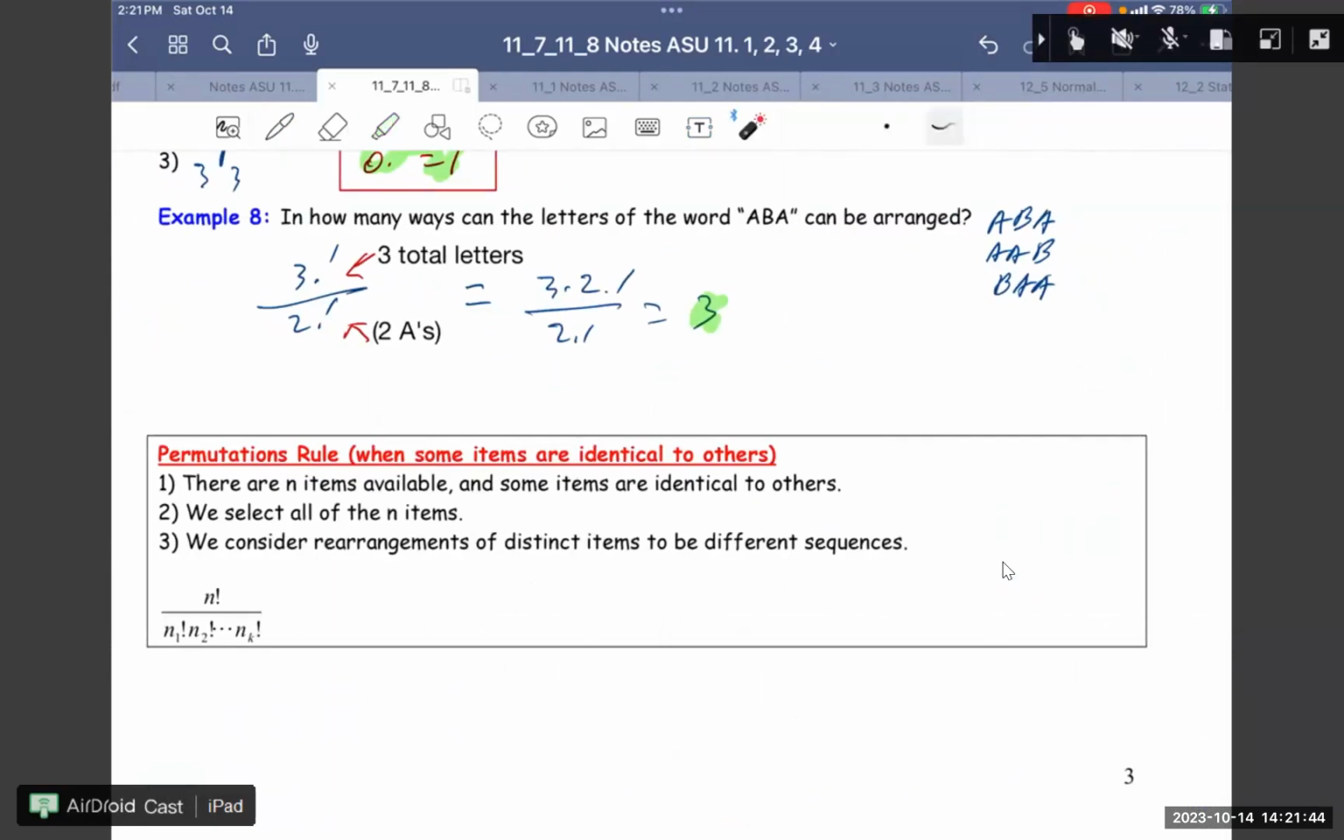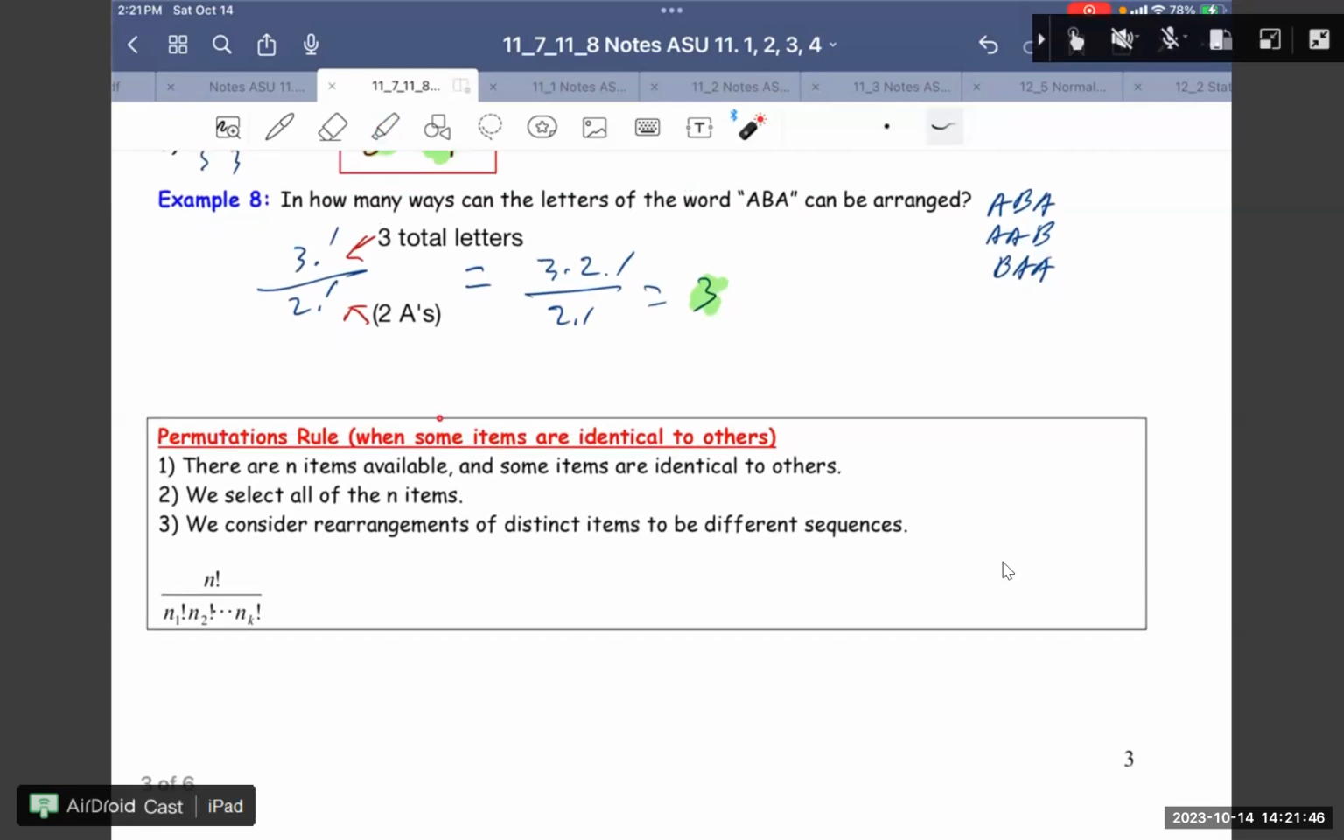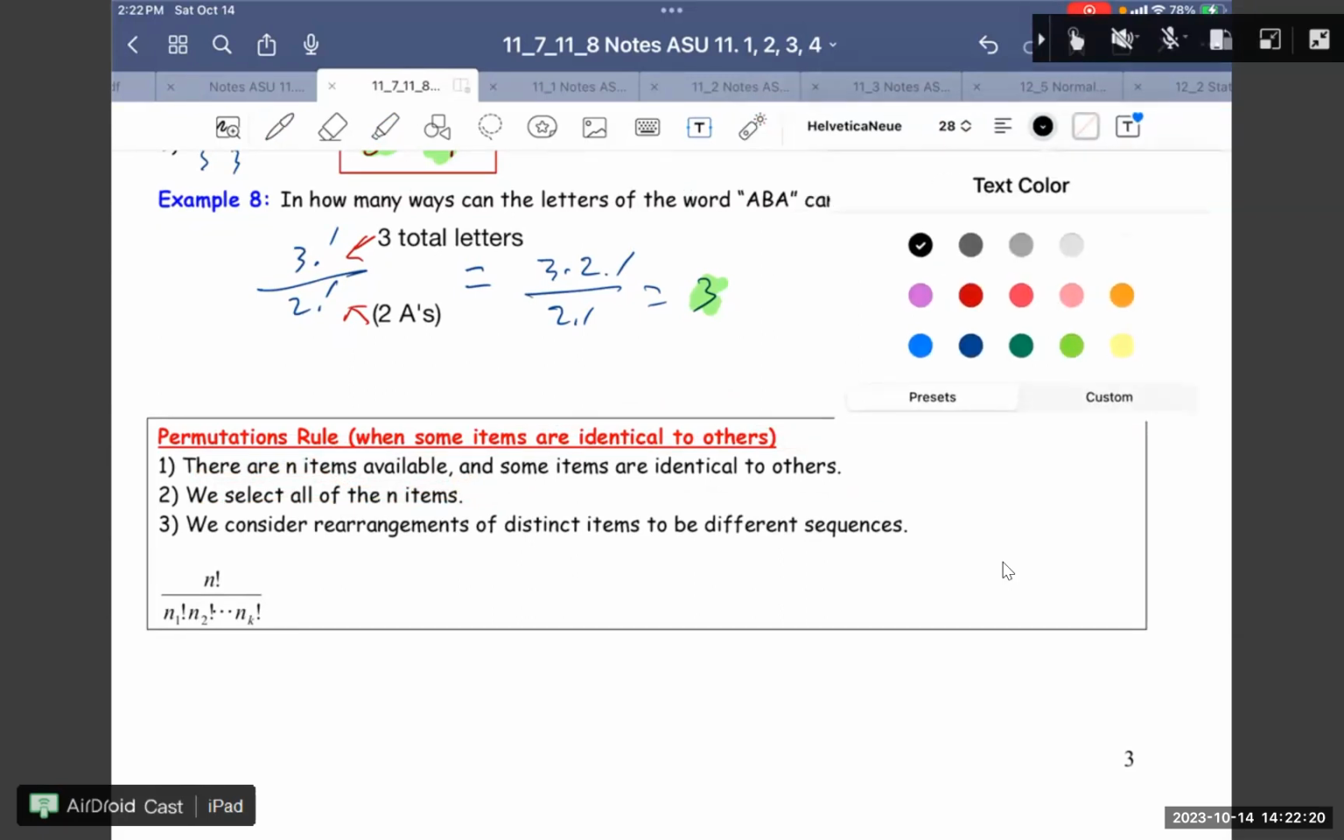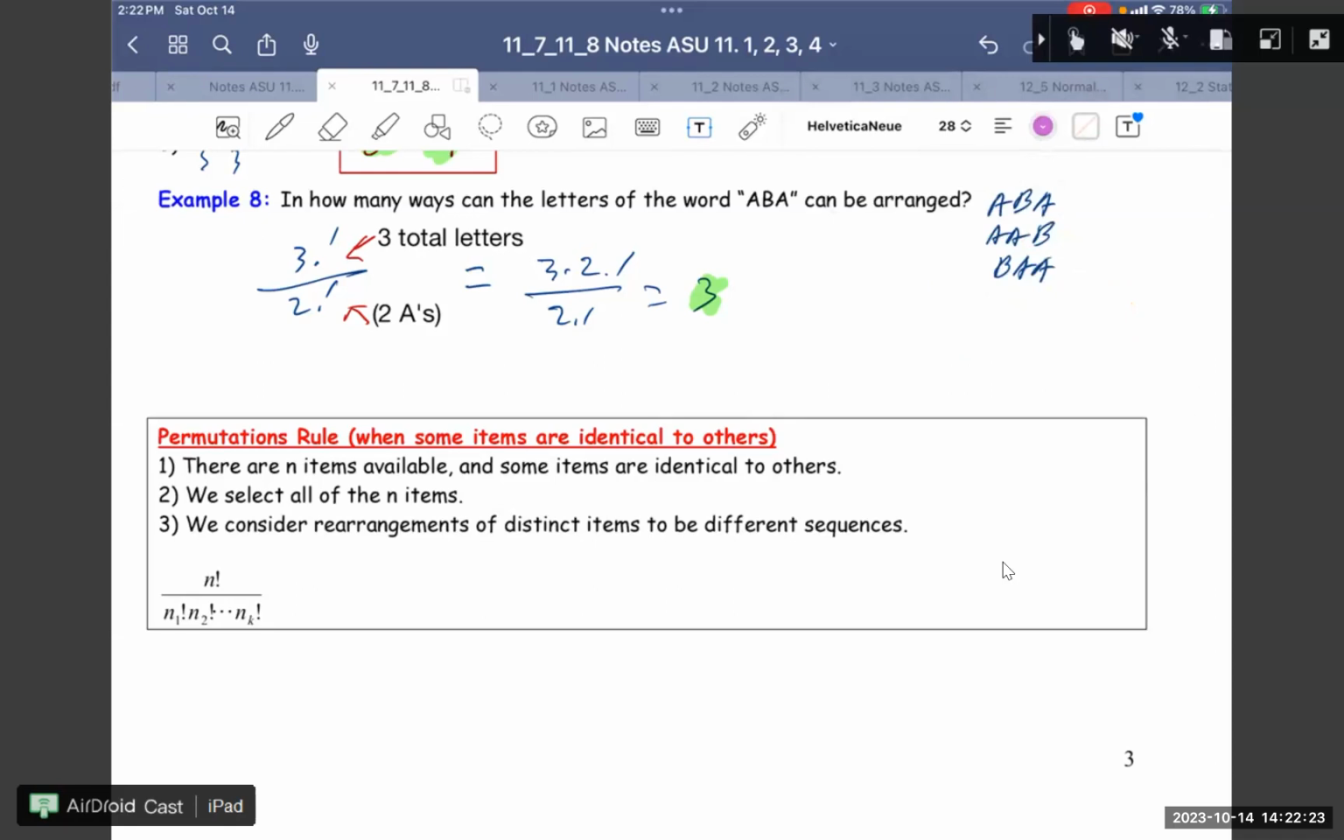So for the permutation rule, when some items are identical to each other, we have n items available and some items identical, and to select all the n items, we consider rearrangements as distinct sequences. So right now, let me go with this. I should make this one bigger.